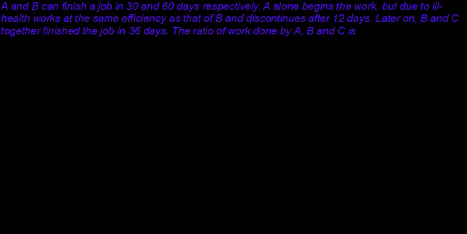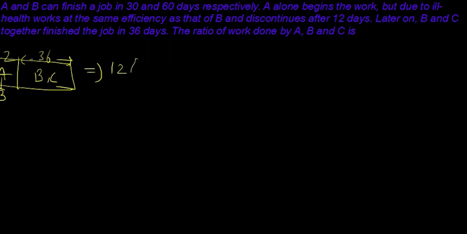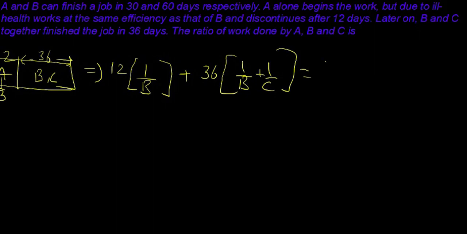Okay, so A alone begins the work. Let's make a diagram, as I already told you. Let's say that in the first 12 days, A is working, but with the efficiency of B. Okay, and later on, B and C finish the job in 36 days. So 36 days are there, and B and C completed the job. So as we did previously, let's complete the equation. 12 days, but A is working with the efficiency of B, so it is 1 by B plus 36 times of 1 upon B plus 1 upon C, and that is equal to 1.